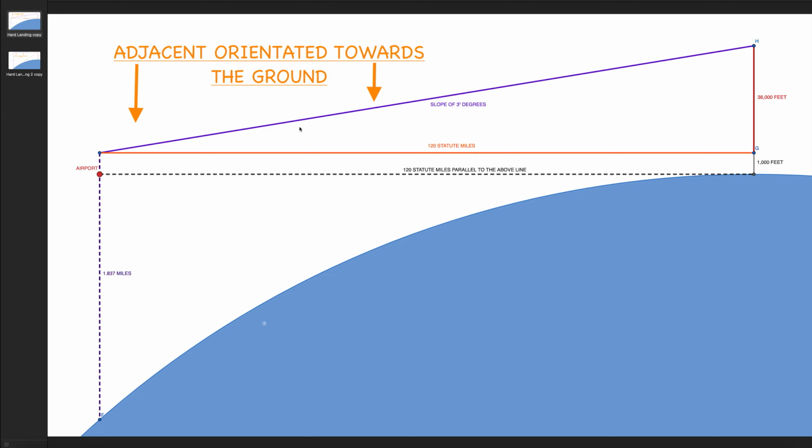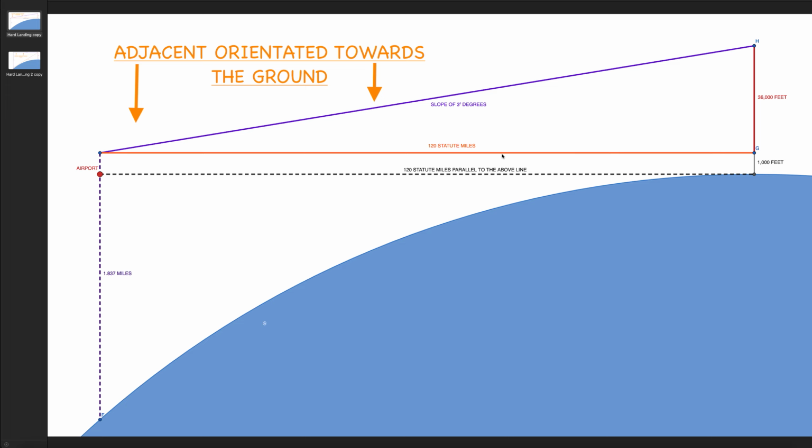So, first of all, take that into account. Secondly, when they're doing this calculation, the adjacent is orientated towards the ground. See this yellow line? That's the adjacent of the triangle. The purple line is the hypotenuse, and the red line is the opposite.